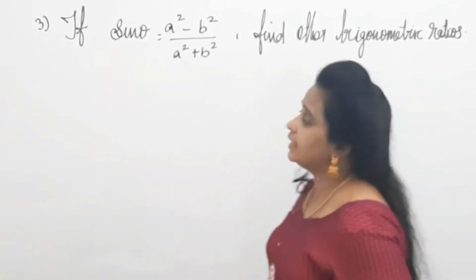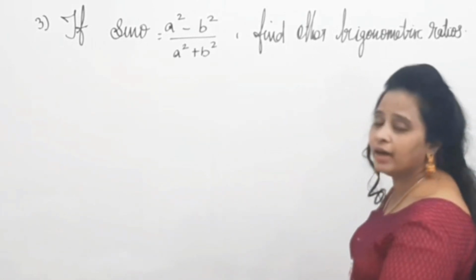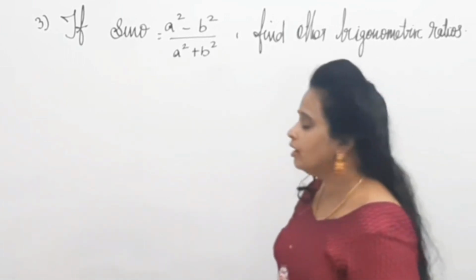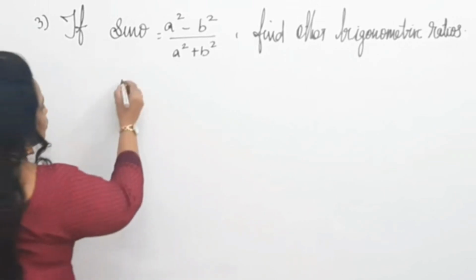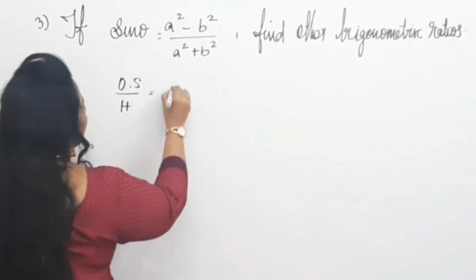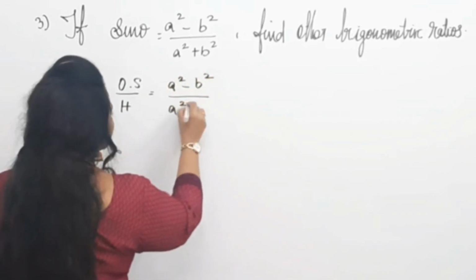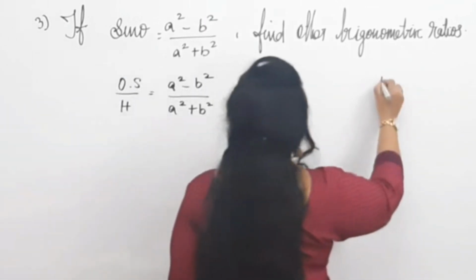Instead of theta, you are writing the vertex A, so as an angle. Children, the third question says like this: if sine theta is equal to a square minus b square divided by a square plus b square, find the other ratios. Now the first step, what will you do? Opposite side by the hypotenuse, which is equal to a square minus b square divided by a square plus b square. The second step is you will go and draw the diagram.